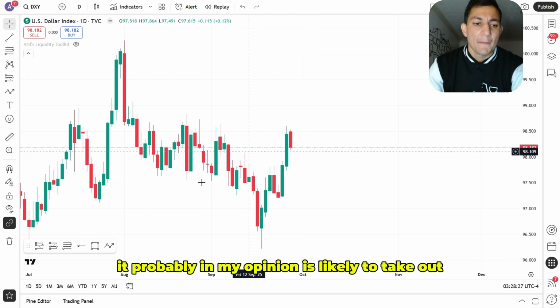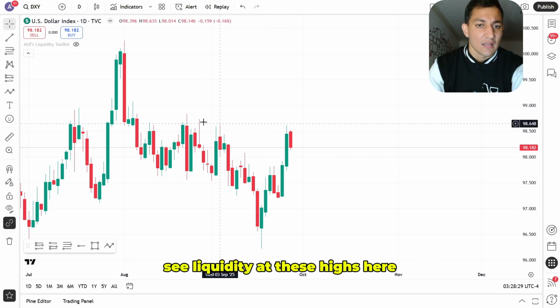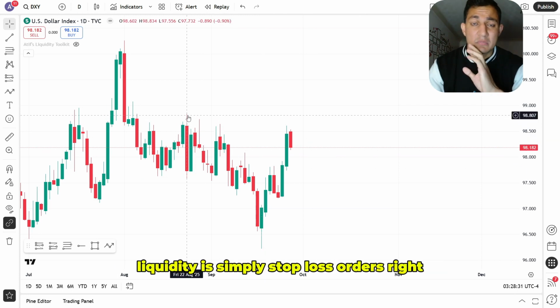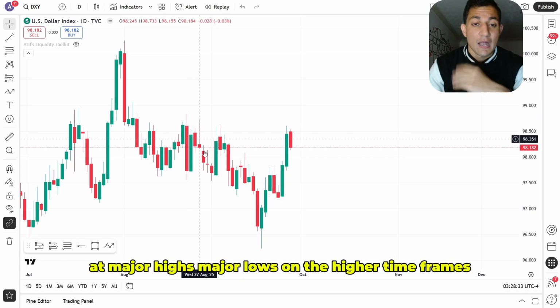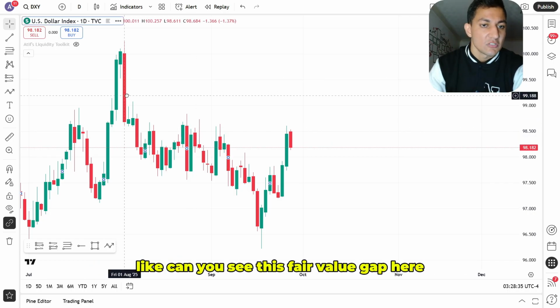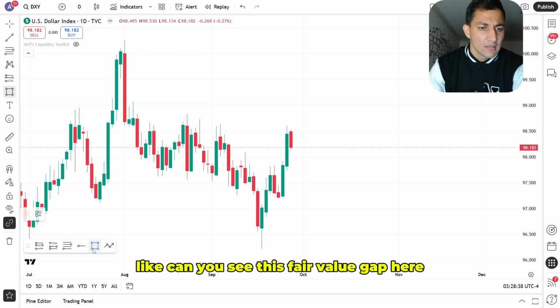It probably, in my opinion, is likely to take out liquidity at these highs here. And for those who don't know, liquidity is simply stop loss orders, right? At major highs, major lows on the higher time frames. And can you see this fair value gap here?